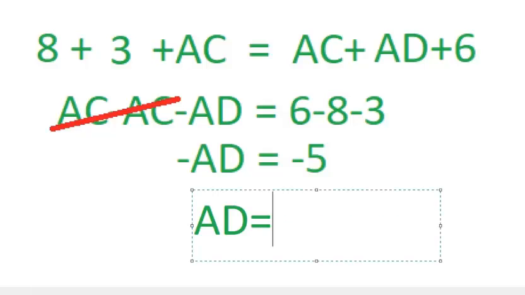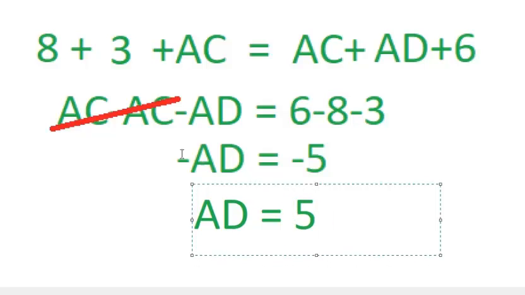Okay, now because negative AD is minus 5, then I know that AD is going to be 5. I just flip the signs, right? I change the signs and positive 5. It's kind of like the minus in here with the minus in here. It's kind of obvious that AD is the number 5.